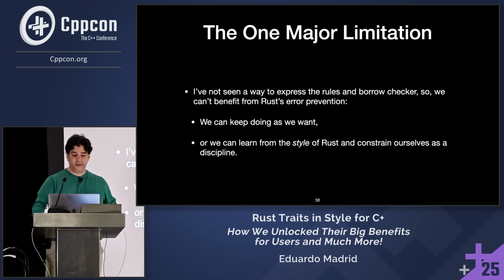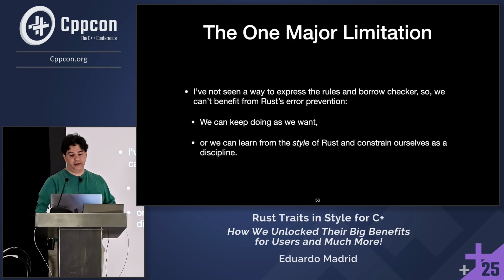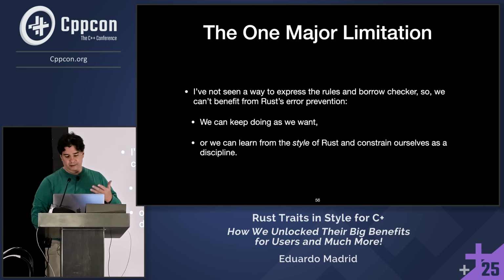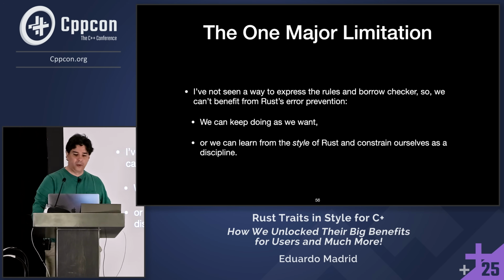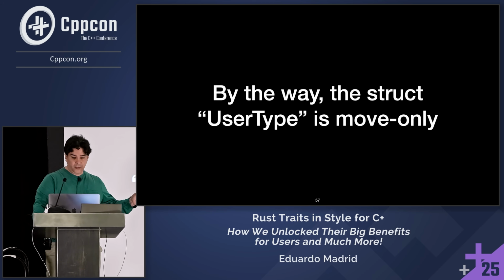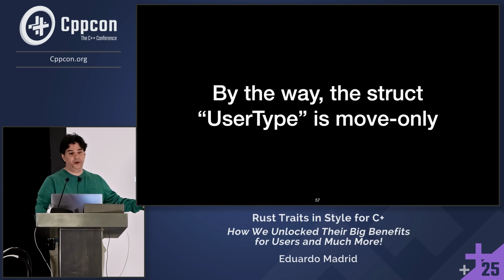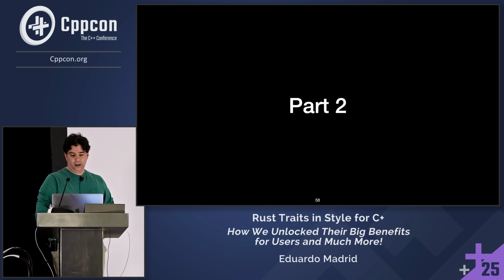Also, we can learn from the style of Rust and constrain ourselves, adopt that as a discipline. By the way, the struct user type that I showed you is move only. Now that I have explained that moves are by default and implicit, and the copyability is an opt-in that takes real work to do, I can tell you that that structure is move only.